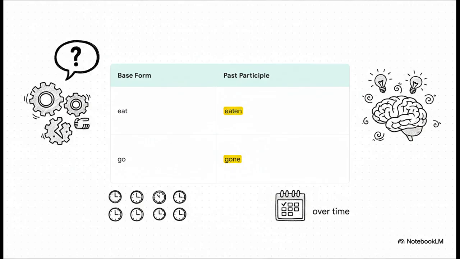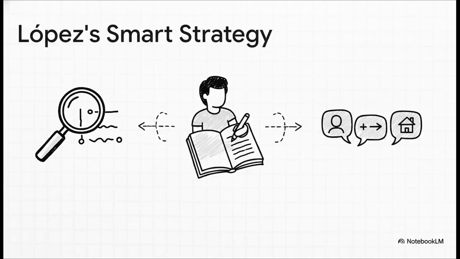These guys don't play by the ed rule. So eat becomes eaten, go becomes gone. There's no secret trick here. These are the ones you just have to learn and memorize over time. But don't feel overwhelmed. You don't have to go memorize a giant dictionary.